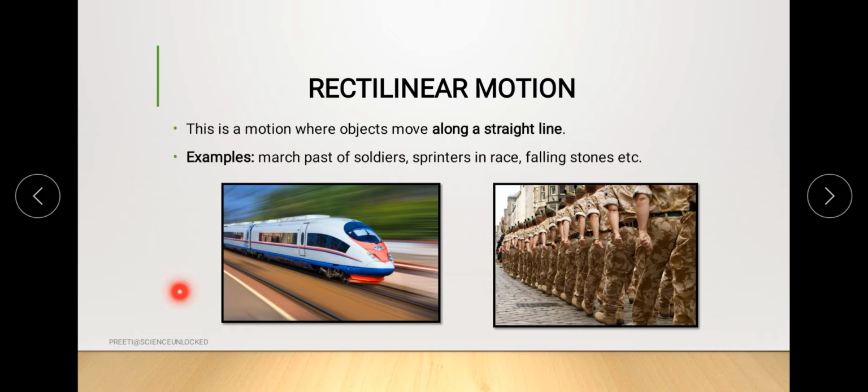For example, let us say the object was moving like this and now it has taken the turn and is again moving like this. So again, after taking the turn, it has taken the straight line motion. So that is considered as rectilinear motion.